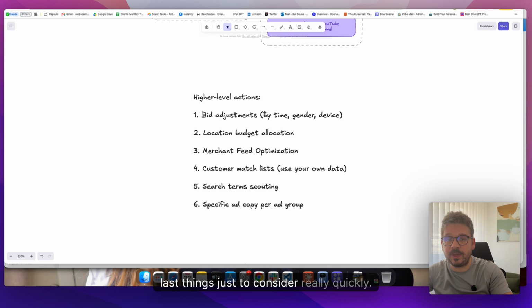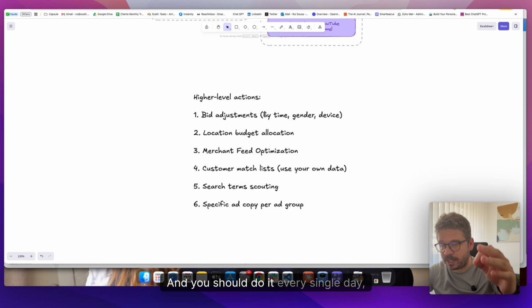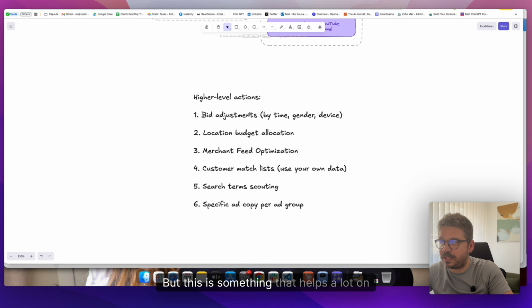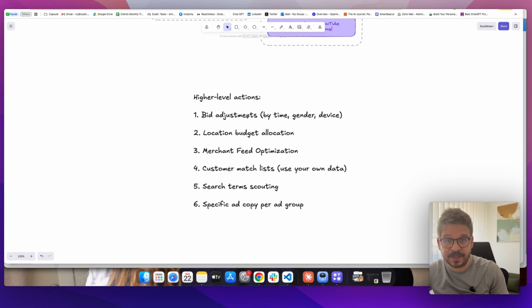Last things just to consider really quickly, okay? High-level actions that we always like to do, and you should do it every single day, week, or month, depending on the frequency. But this is something that helps a lot on results.